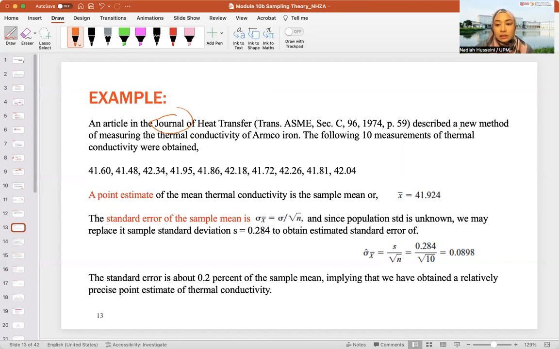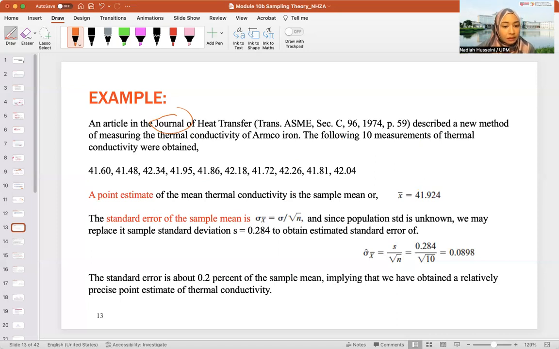It describes a new method of measuring the thermal conductivity of Armco iron. The following 10 measurements of thermal conductivity were obtained. So we have our 10 measurements. They have taken these measurements from the article. A point estimate of the mean thermal conductivity is the sample mean, or we can just calculate this normally. We just add all of these, the regular sample mean.